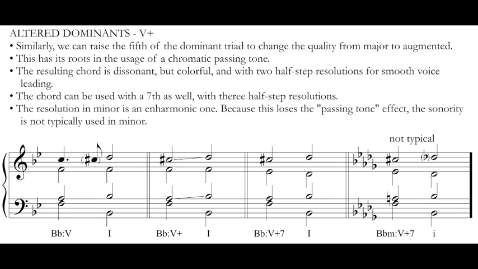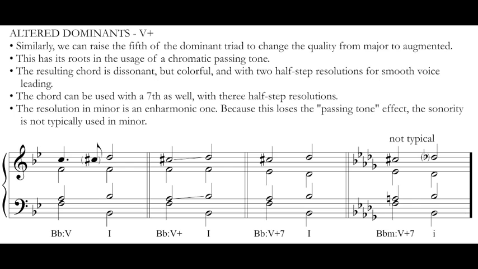And so this is where we tend to find the roots of our augmented dominant. We take that idea of a chromatic passing tone and we just get rid of the original consonant pitch and focus on that non-chord tone, making it a chord tone. We can use this chord with a seventh. The third example shows it. The seventh gives us three half-step resolutions: our leading tone, our raised fifth, and our seventh resolving down by step.